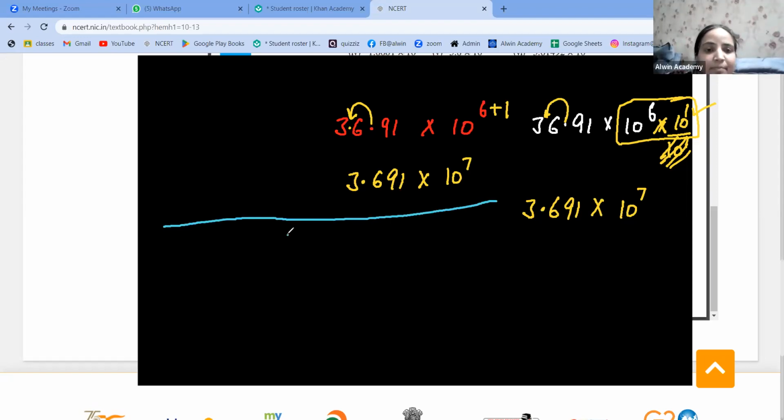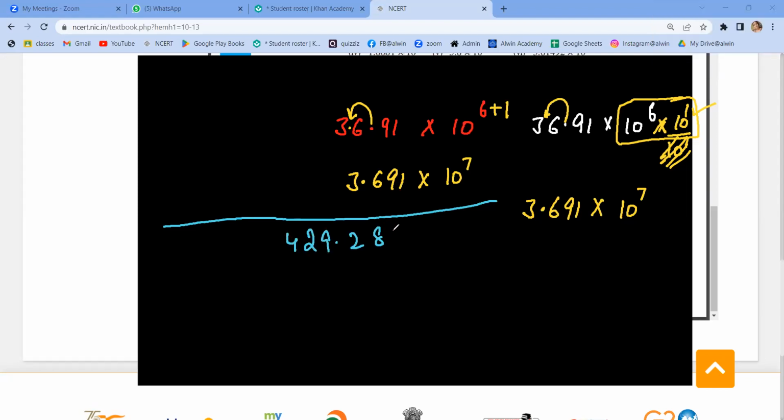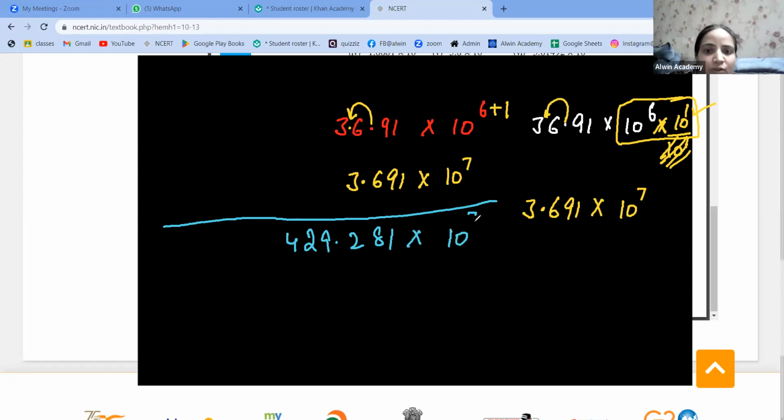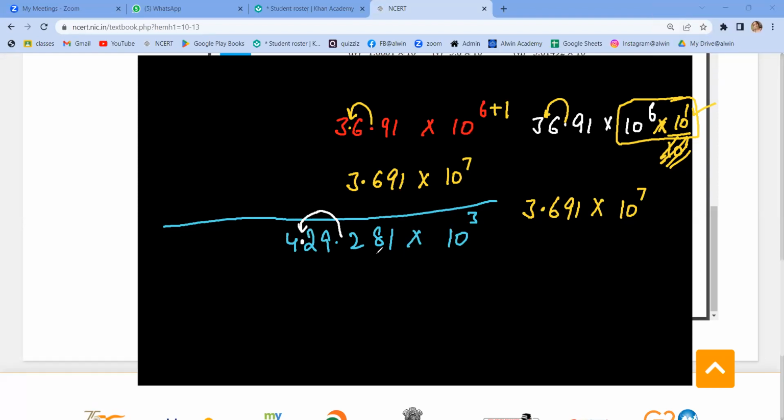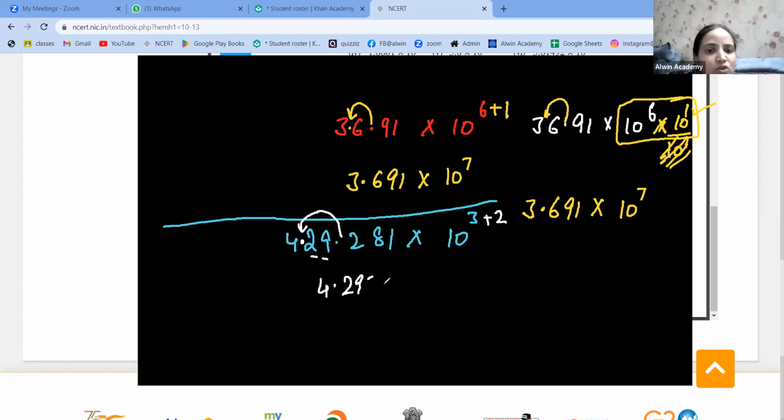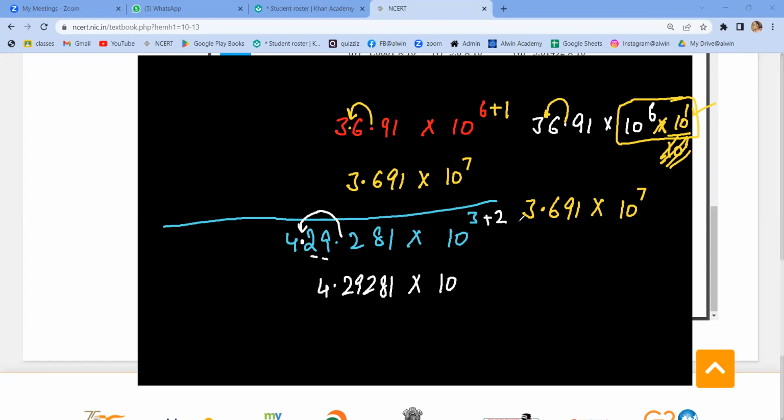If this is the example, 429.281 into 10 to the power 3, and they want us to change it into standard form. What do I do here? I know that this point is moving 2 steps back to come into standard form, right? And what did I tell you? In the trick, I told you that whenever you are moving the point to the left 2 steps, the power will increase by 2. So it will be 4.29281 times 10 to the power 3 plus 2, which is 5.